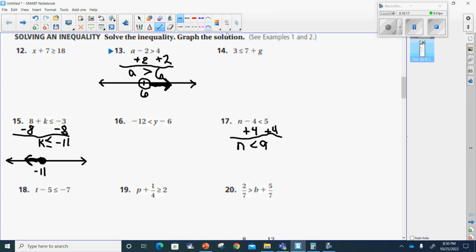So let's get another line here. One of these has lines that go both ways, so I'm just going to take that one. Okay. I'm going to make 9 right here. Since n is less than the number, I'm going to put a circle here. It won't be 9, but it will be all the numbers that are less than 9.